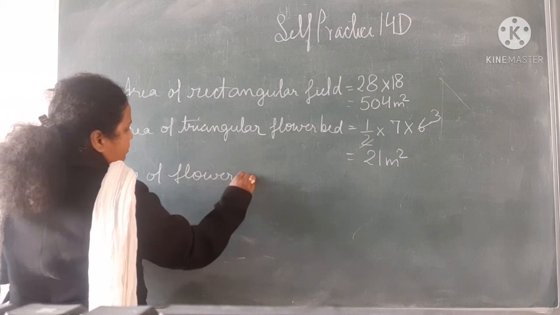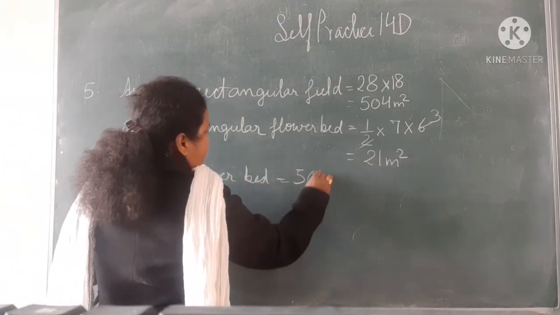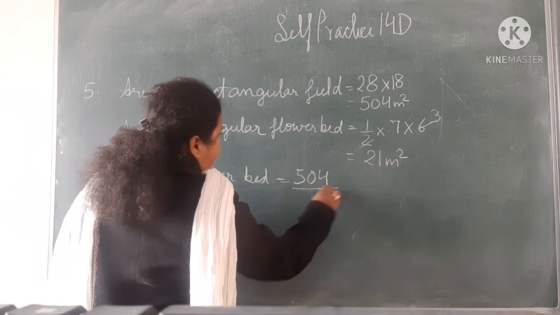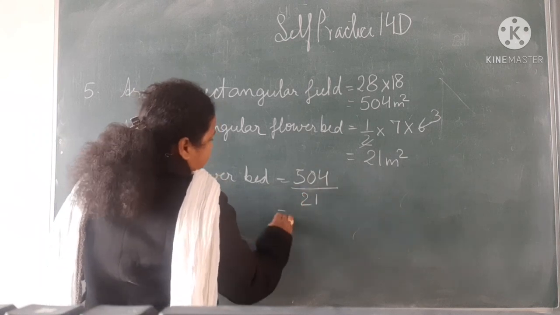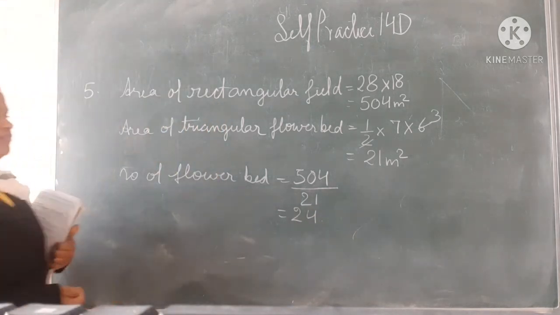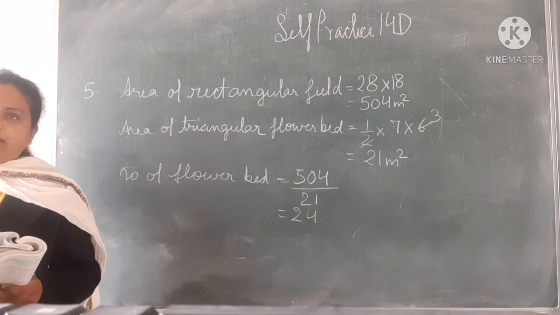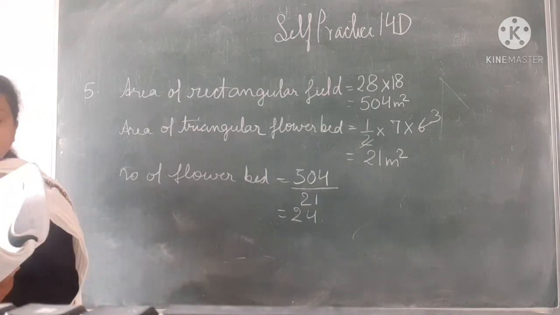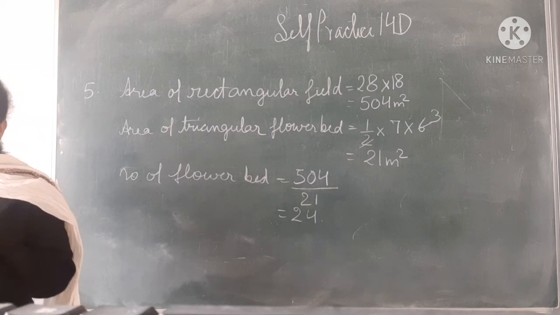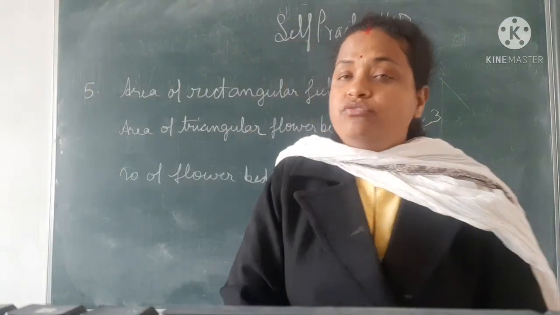Now, third part, the number of flower beds. So what you will do? You will divide the area of the rectangular field by the area of one flower bed. That you will get as 24. So how many flower beds can be made with it? 24 flower beds can be made. Okay, students. Now this is the end of your self practice 14D.